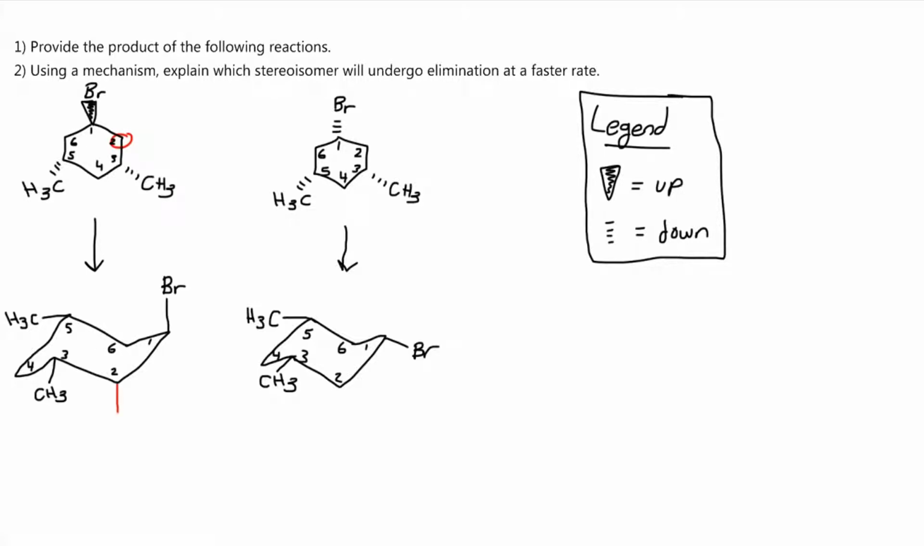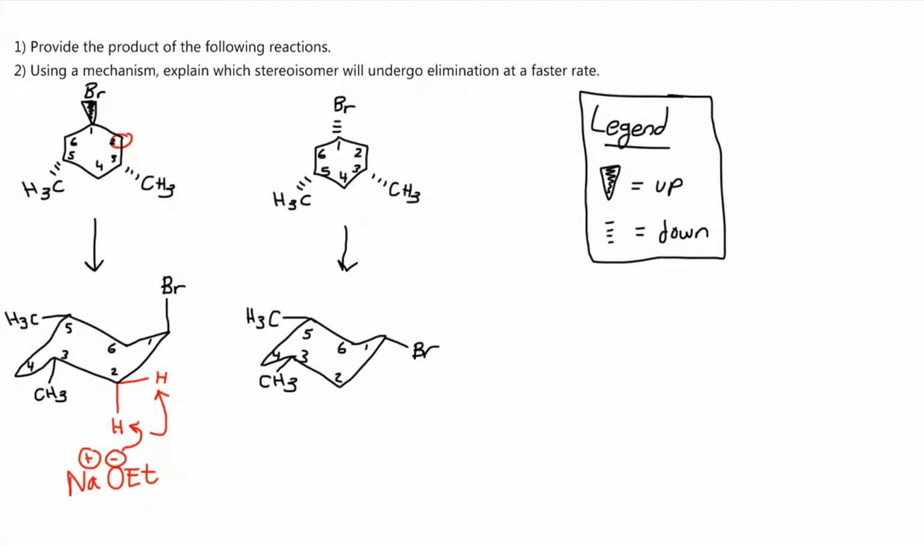One is an axial and the other is an equatorial. So when hydrogen abstraction takes place, and we had sodium ethoxide, this ethoxide would come and attack a hydrogen, either this one or this hydrogen. Question is, which one would it prefer?